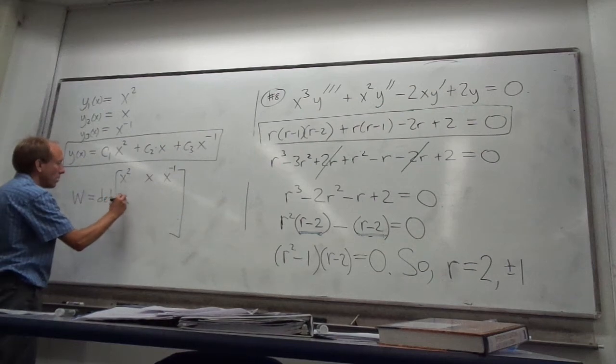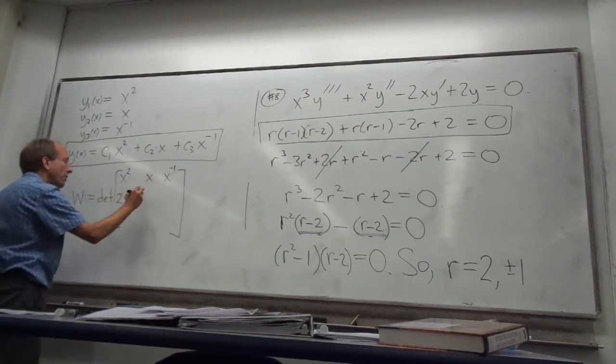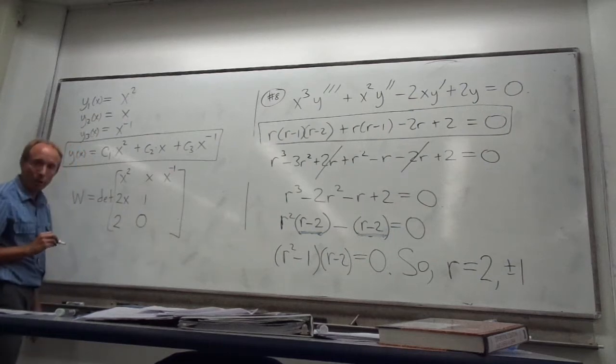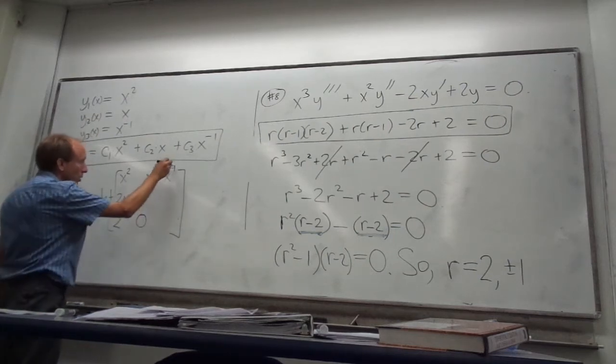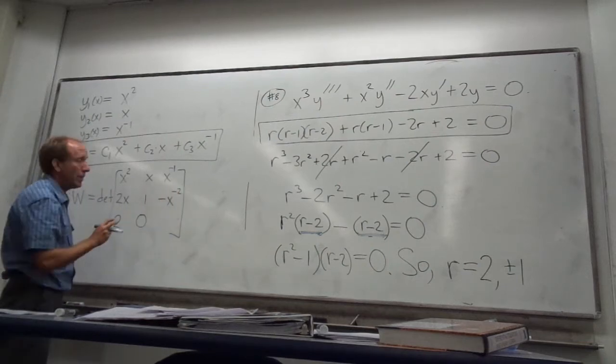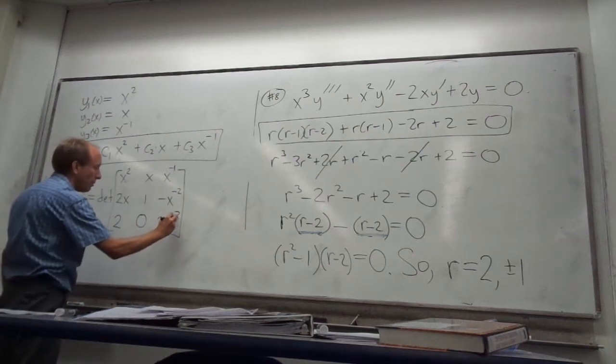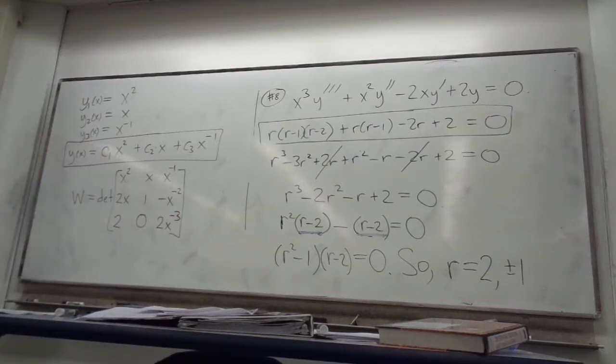So the derivative of x squared would be 2x, and the derivative of that would be 2. The derivative of x would be 1, and the derivative of that would be 0. And then the last column, the derivative of x to the minus 1 would be negative x to the minus 2. And the derivative of negative x to the negative 2 would be 2x to the negative 3. Okay? So that's what we would have.